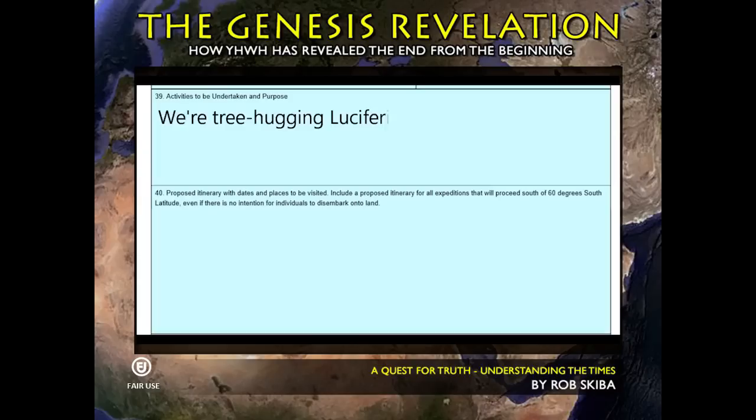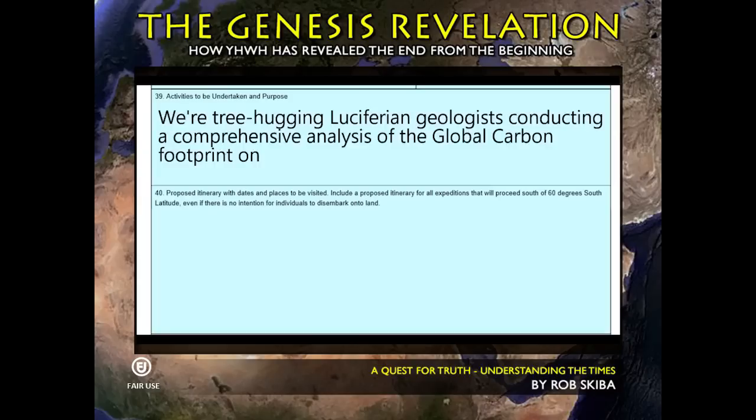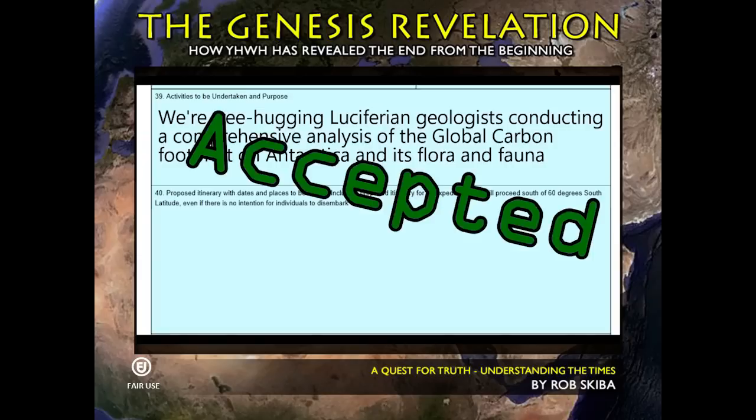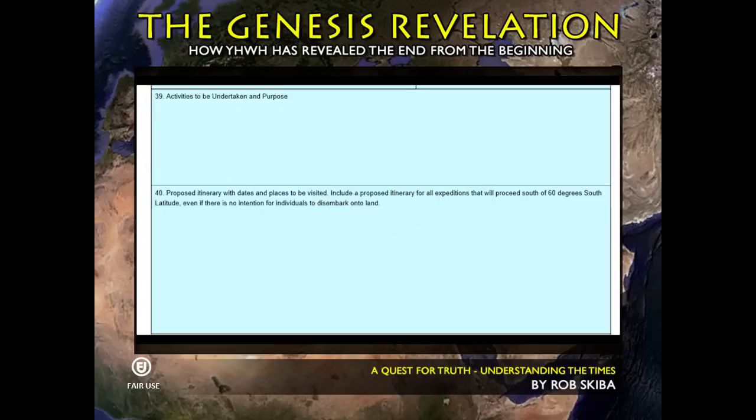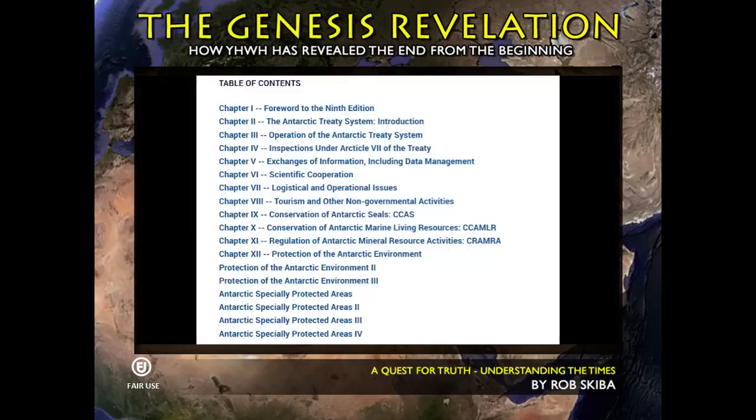Let's say we're a tree-hugging Luciferian geologist conducting a comprehensive analysis of the global carbon footprint on Antarctica and its flora and fauna. I think that sounds plausible, and so we could hypothetically fake our way in with respect to our purpose, but it will be tricky. Okay, I'm not advocating that anyone break the law. This is all theoretical.